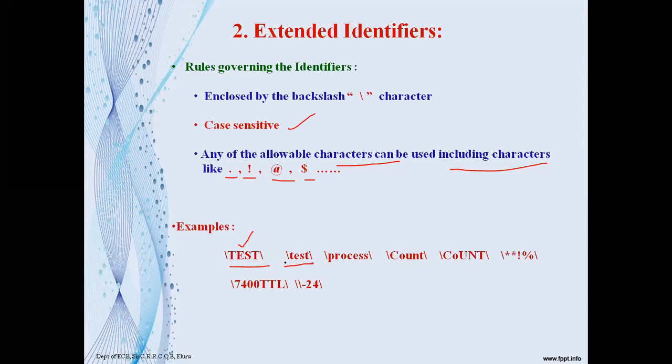And this one is a legal extended identifier. Now, the upper case text and the lower case text, are they the same? No, because it is case sensitive. The upper cases are different, lower cases are different. And now see this one, process. Actually, process is a keyword. But in extended identifiers, you can also use keywords as your identifier. The condition is that process must be between the two backslashes.